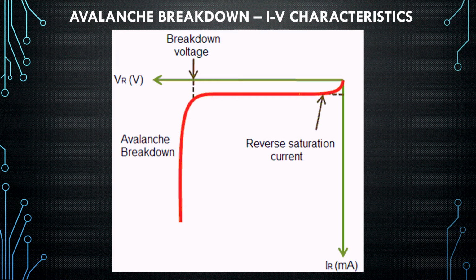These mechanisms will occur in p-n junctions which are lightly doped, where the depletion region is somewhat extensive. The density of doping regulates the breakdown voltage. In avalanche breakdown, the temperature coefficient is positive. As the temperature increases, the magnitude of the breakdown voltage also increases.